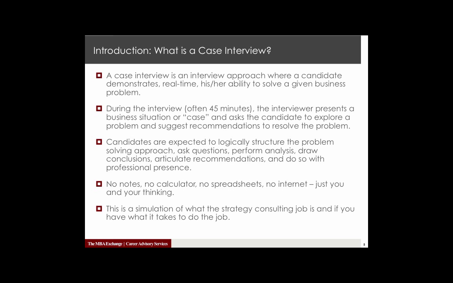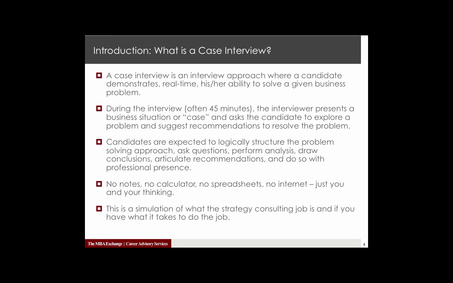This is a very different type of an interview. You actually have to sit down real time and solve a problem that's presented to you in the moment. It's typically 45 minutes. There's a business situation, and you as the candidate have to explore that problem, do some analysis, and at the end, conclude, suggest some recommendations that'll help solve that problem. The expectation is that you're going to logically structure the problem, ask great questions, do some analysis, create conclusions, articulate recommendations, and then you're doing this with the presence of a consultant.